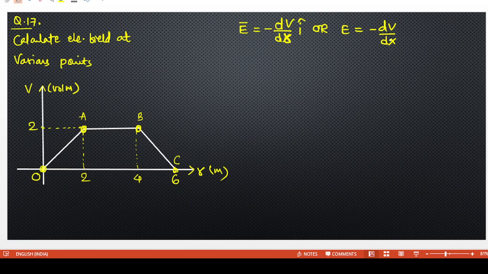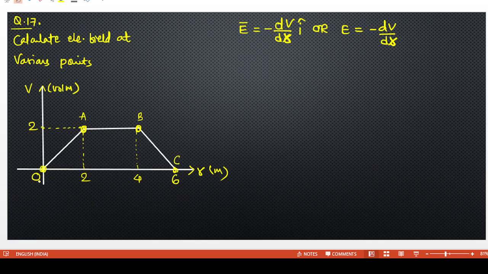What is dv by dx? This is y-axis. We made a mistake. What is dv by dr? dv by dx, dv by dr. dv by dx means what? What is the graphical meaning of derivative? Geometric meaning of derivative? Slope. This is dv by dx.